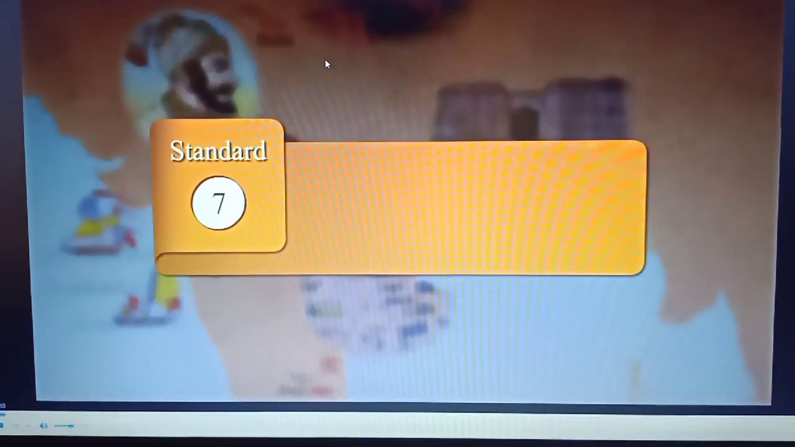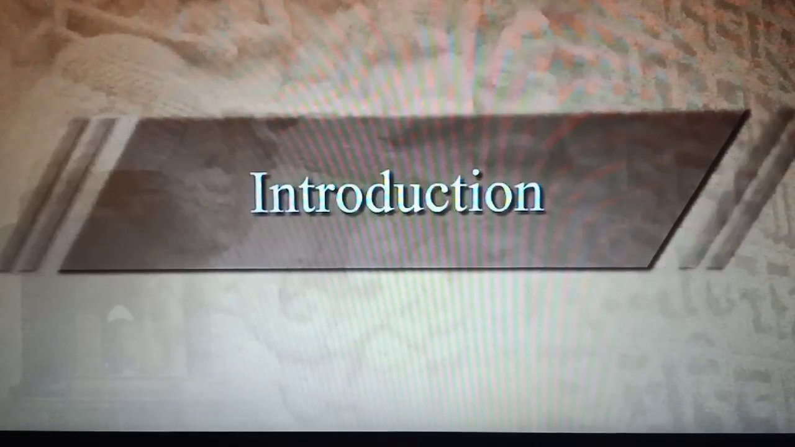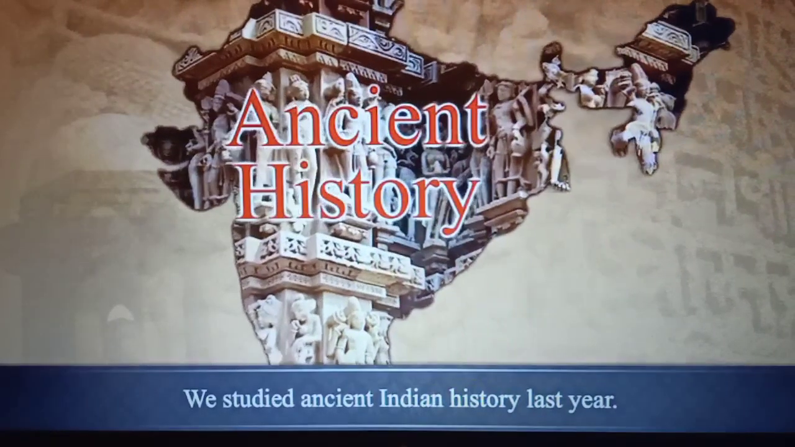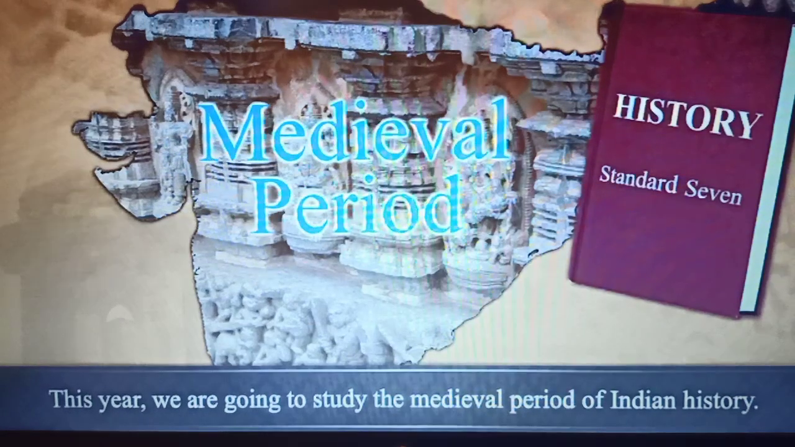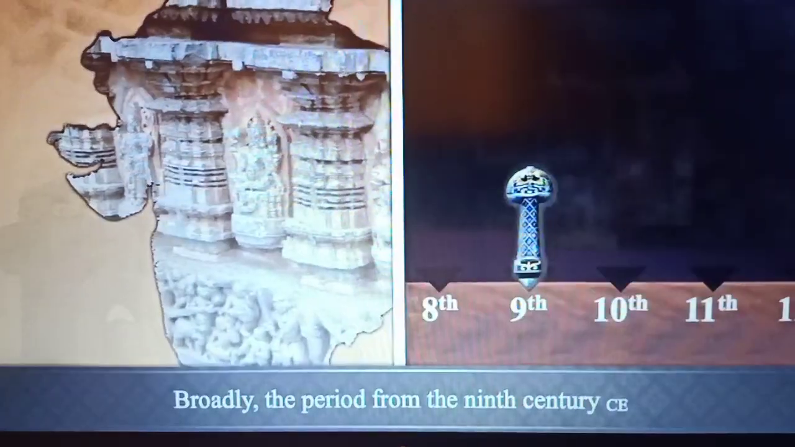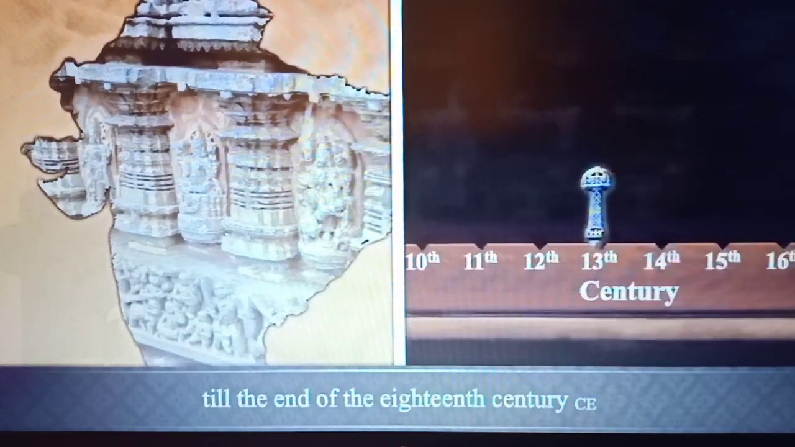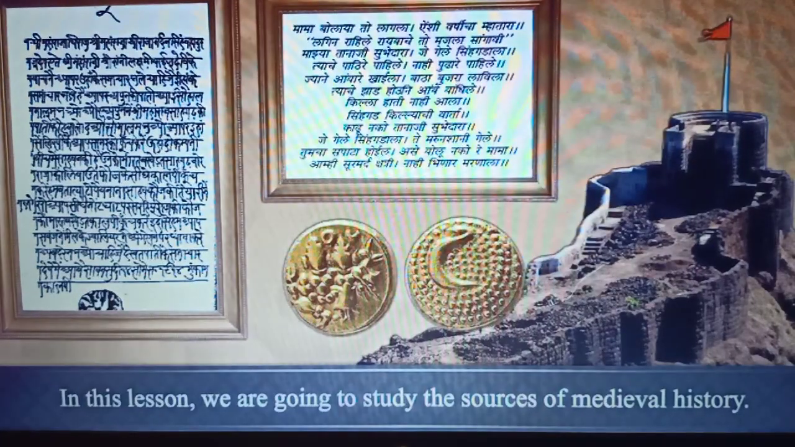Standard 7, History, Chapter number 1, Sources of History. Introduction. We studied ancient Indian history last year. This year, we are going to study the medieval period of Indian history. Broadly, the period from the 9th century CE till the end of the 18th century CE is considered to be the medieval period of Indian history. In this lesson, we are going to study the sources of medieval history.